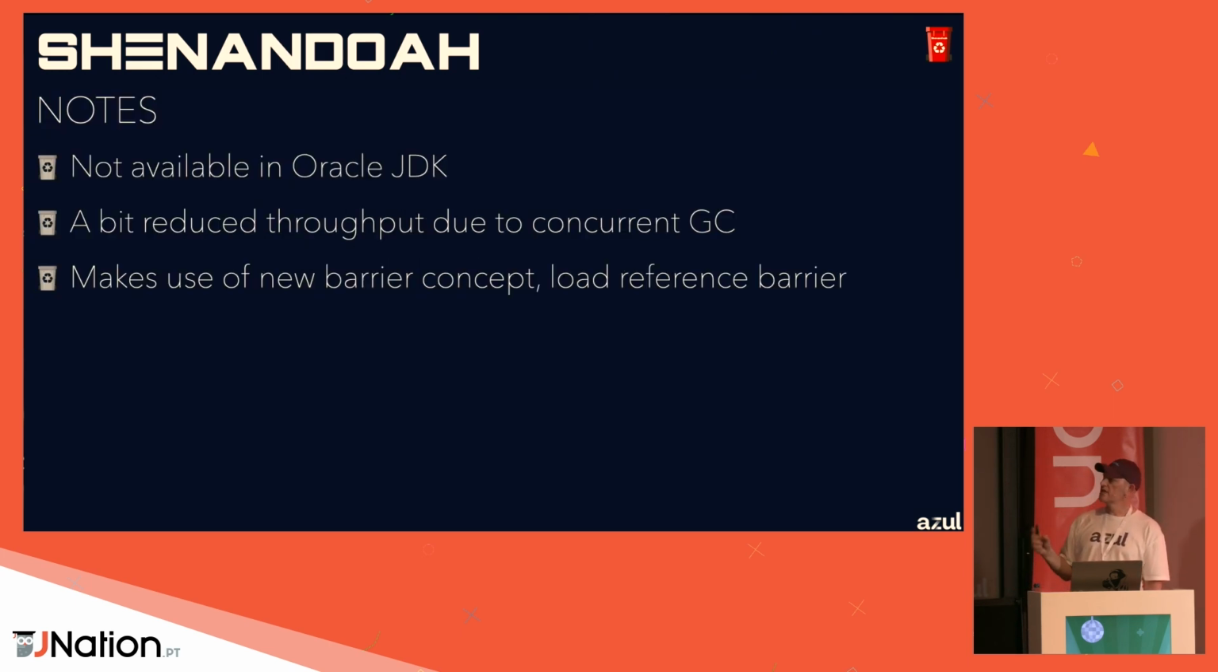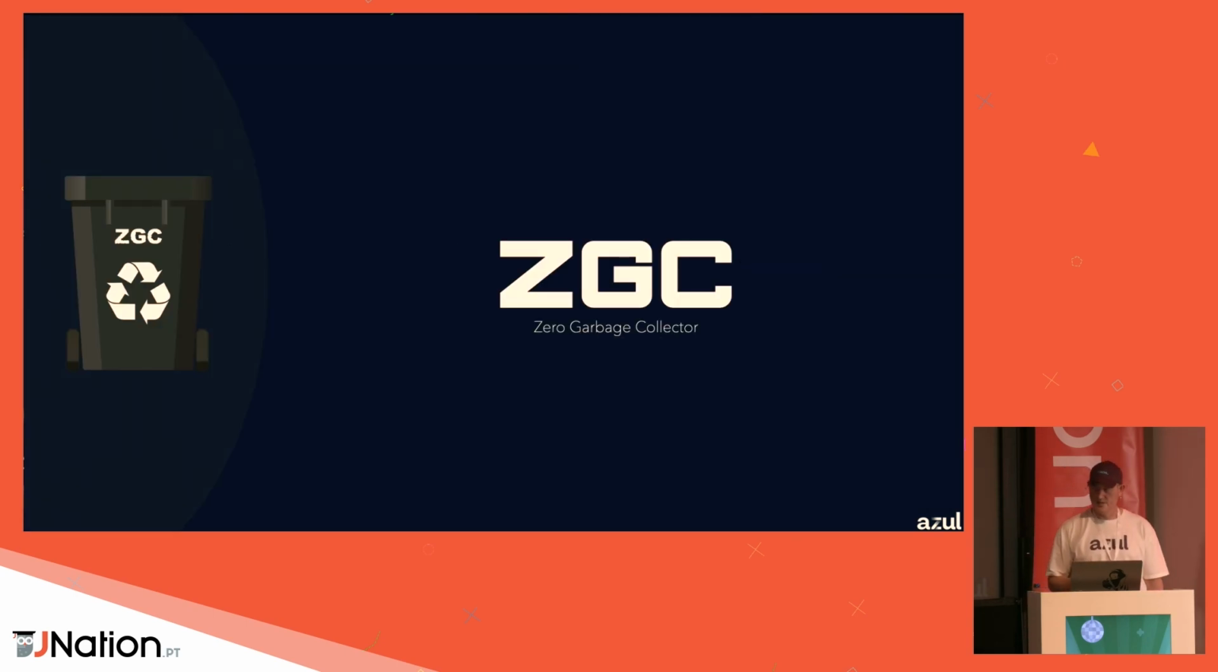So another thing is, this is not available in Oracle JDK. Who's using Oracle JDK here? I don't. Oh yeah, one, Alina. But this is GraalVM. This is a little bit different. I mean the pure Oracle JDK, probably because Red Hat invented it. Oracle doesn't support it, but it is in OpenJDK. So if you use OpenJDK, you can use it. So it's no problem. You have a little bit reduced throughput, and it makes use of this barrier concept. I will come to that. And it will be complex, believe me.